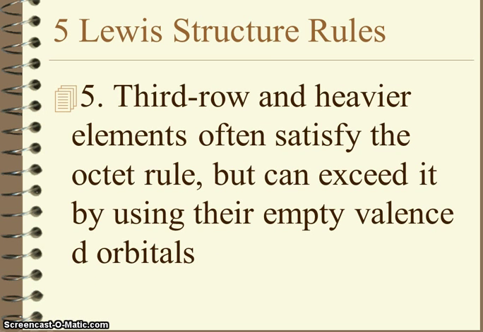Our next rule deals with period 3 and below. They often satisfy the octet rule, meaning that they're stable with an electron configuration with 8 valence electrons, but they can also exceed that by using those empty d orbitals that we find in those elements.